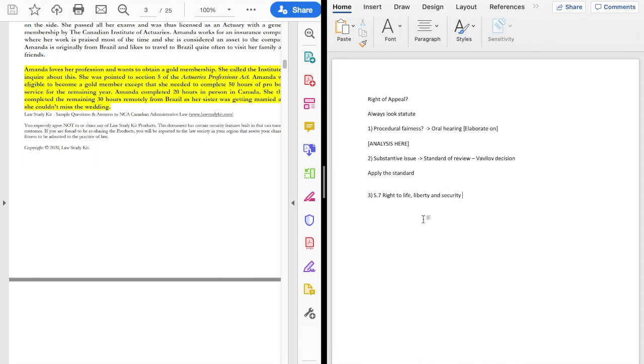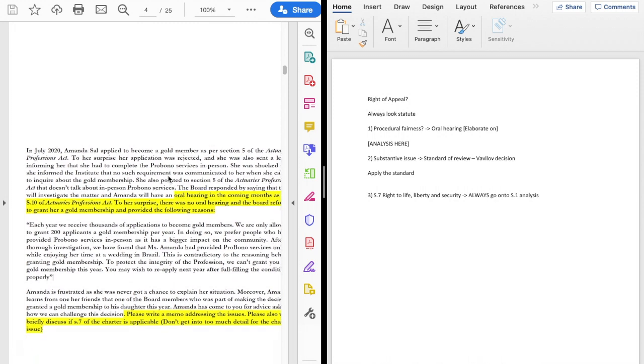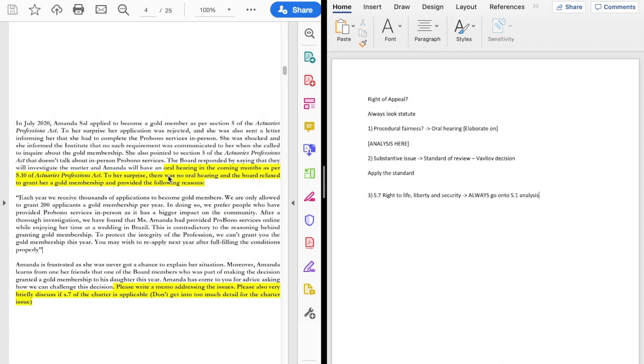Whenever you're asked about charter rights, always go on to section 1 analysis. Always. If you don't have time, you could maybe state it very briefly, but always do that. So that's about that. And then these are some of the basic issues that I would look for in a question on the exam.